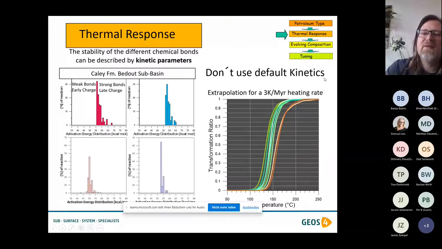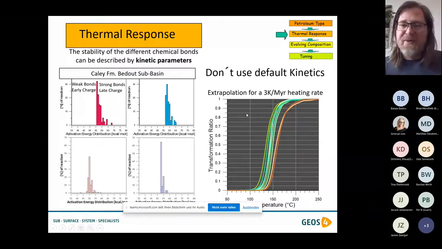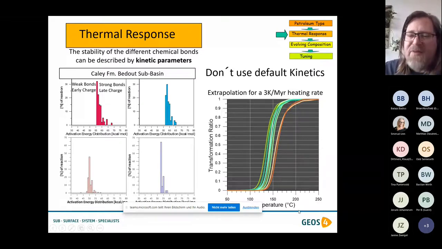So one important message here is don't use default kinetics, because the kinetic variability is not only big between different kerogen types, but as can be seen here, also for one source rock type in a petroleum system. So here, taking the transformation ratios with the temperature curves, you can see nicely for the Kelly formation source rock that onset of petroleum formation here at roughly 10% transformation ratio can differ by up to 25 degrees, which translates to almost 1 kilometer of burial in the system.